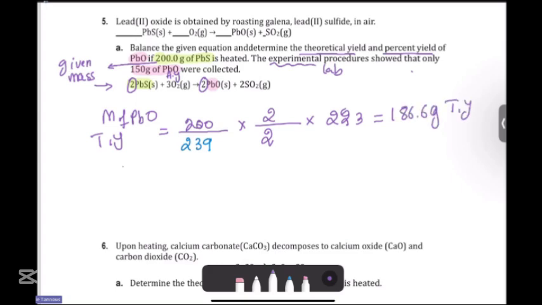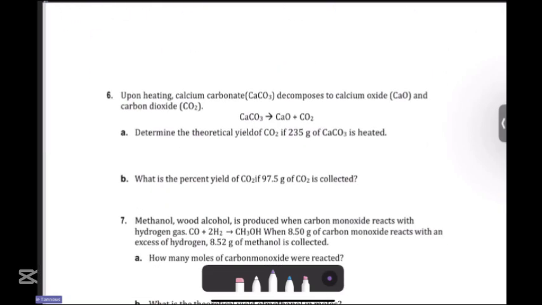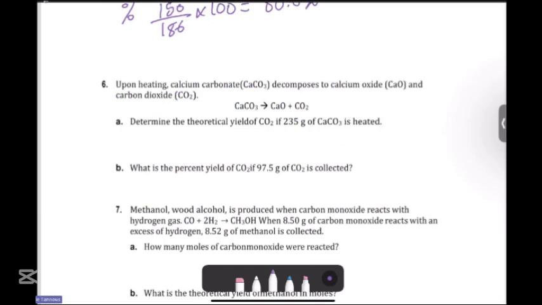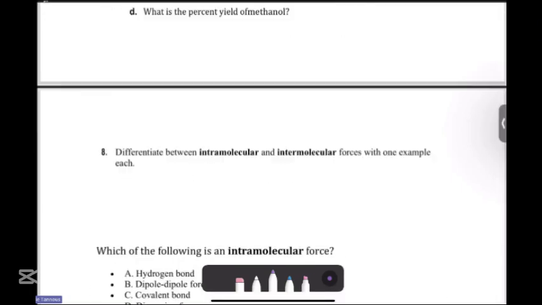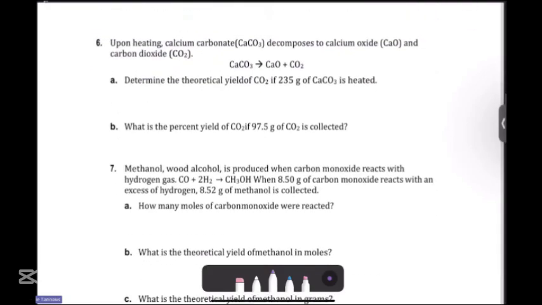That's the theoretical yield. So the percent yield, we got 150. We were supposed to get 186. So 150 over 186 times 100. So that's an 80.6%. Now, moving on. So the last question that I'll solve, and then I'll move to the intermolecular forces.